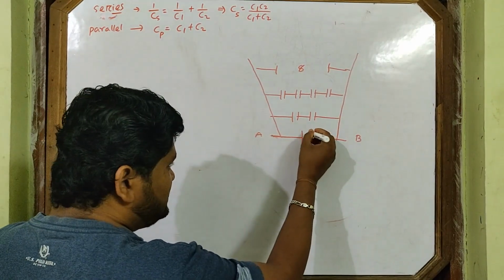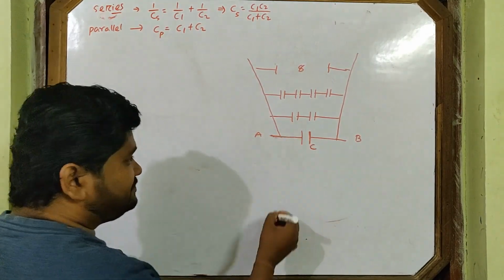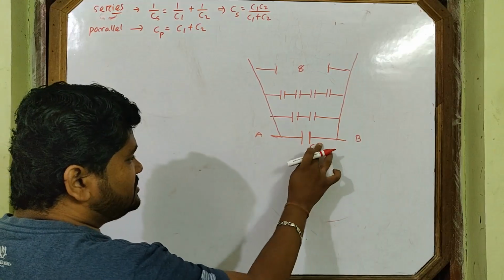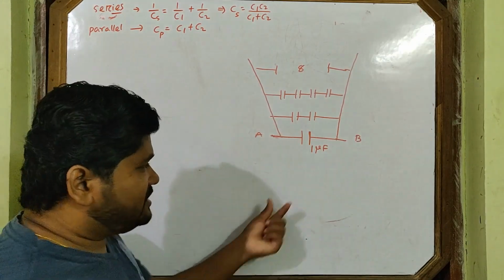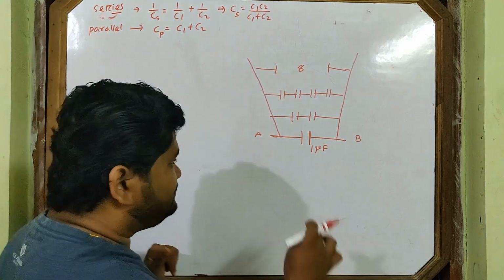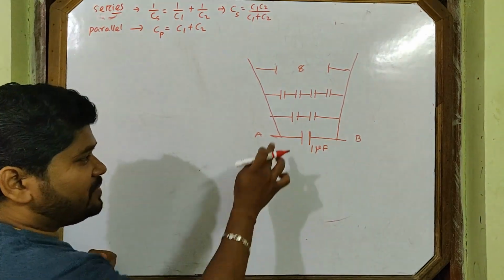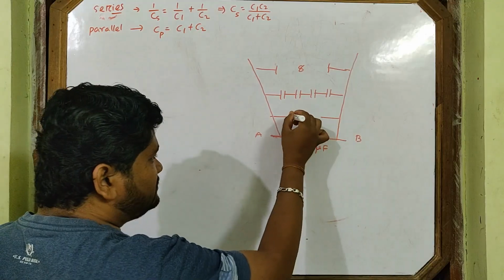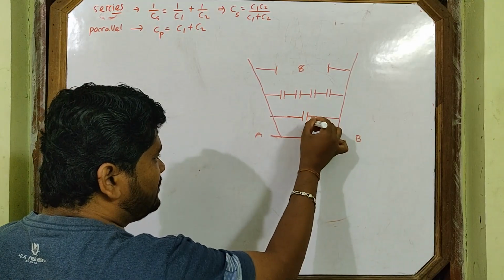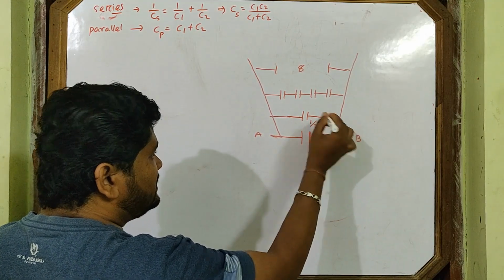This branch capacitance is C. Suppose you take this as 1, so in the question it will be given as 1 microfarad. It's 1 microfarad. How are they connected? In series. So it becomes 1 by 2 microfarad.